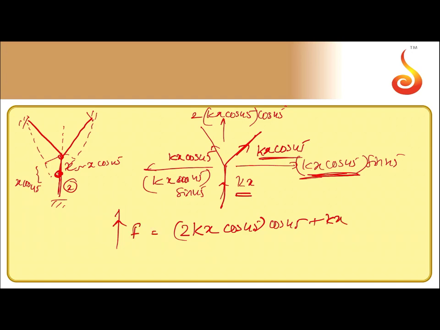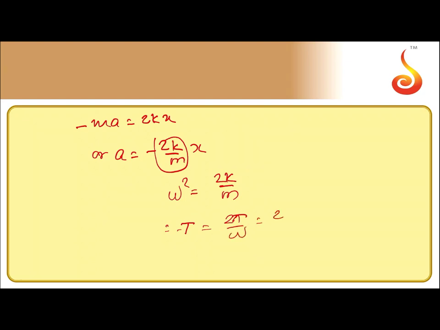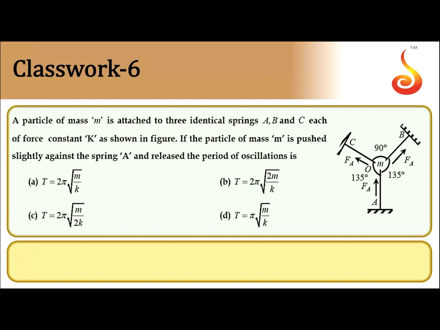This is the net unbalanced force, which is minus ma, because this is basically a restoring force. Cos 45 square is nothing but 1 by 2, so it simply becomes 2 kx. Thus I have minus ma is equal to 2 kx, or a is equal to minus 2k divided by m into x, and you know that this is omega square. Omega square therefore is 2k divided by m, therefore the time period is 2 pi by omega, 2 pi root m divided by 2k. So the time period of oscillation is 2 pi root m divided by 2k. This is our correct choice.